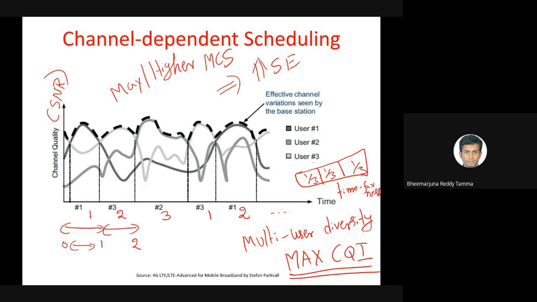But even though you are giving one third of the time to each of the users, what if the user has very low SNR? Let's assume that this user has medium SNR and this user has higher SNR. Yes, you are providing time fairness, but there is no throughput fairness here. Out of these three users, the user having the higher SNR will experience the best throughput, and the one with the lowest SNR will experience the least throughput. Yes, time fairness may not always translate into throughput fairness.